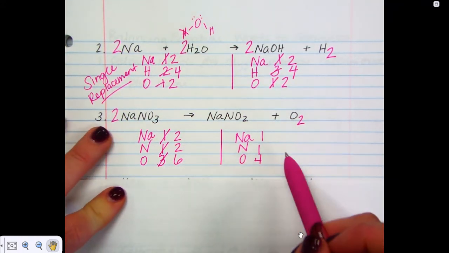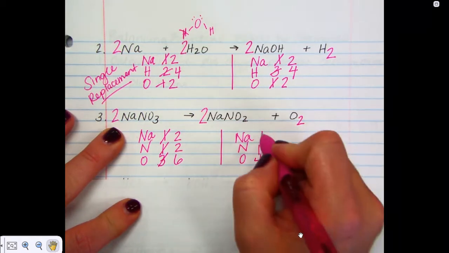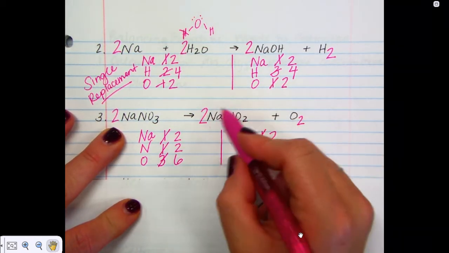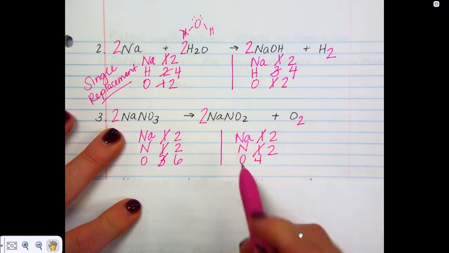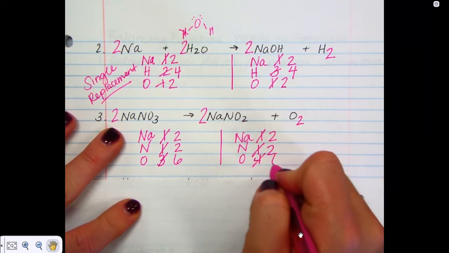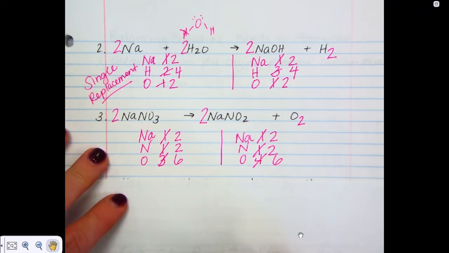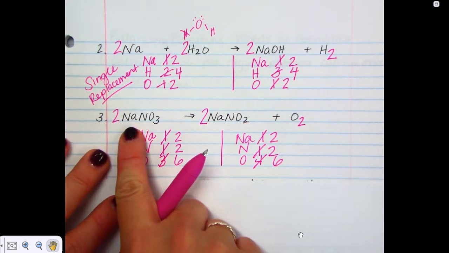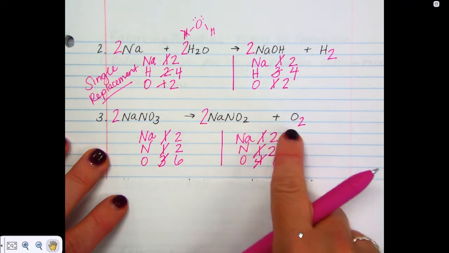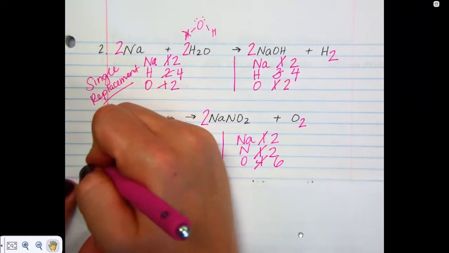All right, now let's fix it over here. Sodium 2, sodium 1. So I put a 2 here. That's going to make that sodium 2. That's going to make that nitrogen 2. 2 times 2 is 4, plus 2, there's my 6. Okay, so nice and balanced. All right, type of reaction. I have one thing, and it's forming 2 things. So this is one thing breaking up into 2 things. This is decomposition.